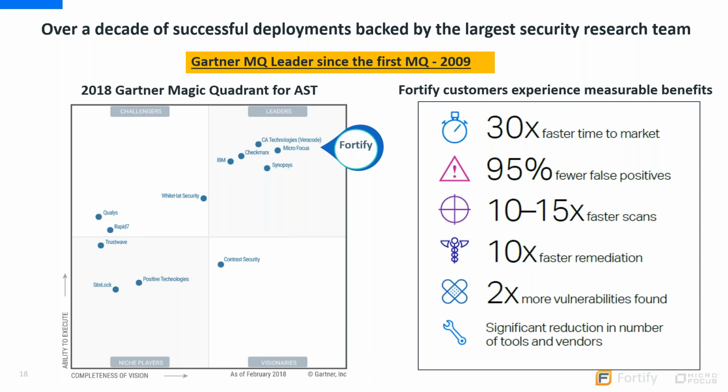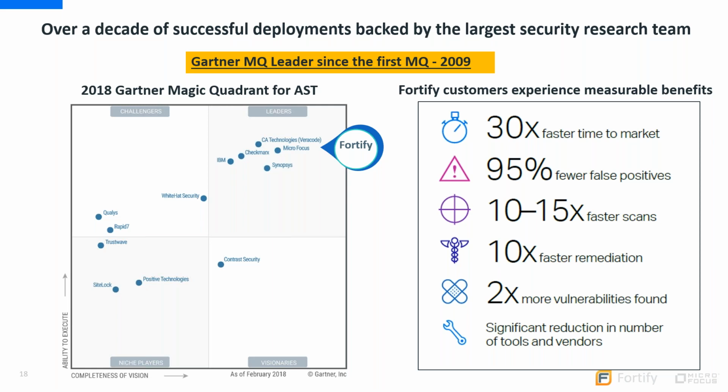And really the reason for this kind of comes down to a number of things. So things like 30 times faster to market our customers do see. Things like 10 times faster remediation. Again, that comes down to providing results that the developers are familiar with, that they can take a look at and fix quickly. And then 2 times more vulnerabilities is important as well. So we're catching more relevant vulnerabilities as well.